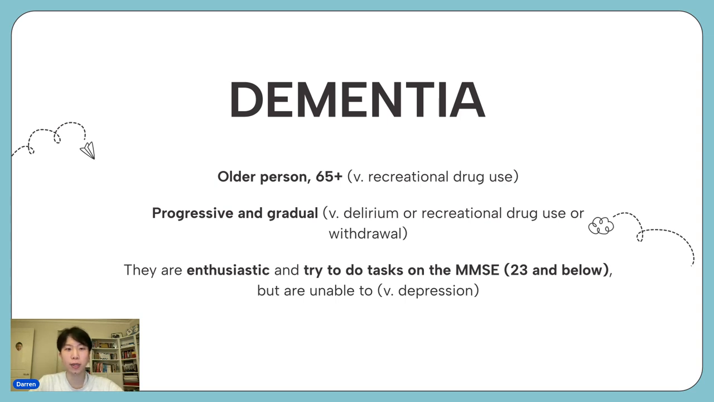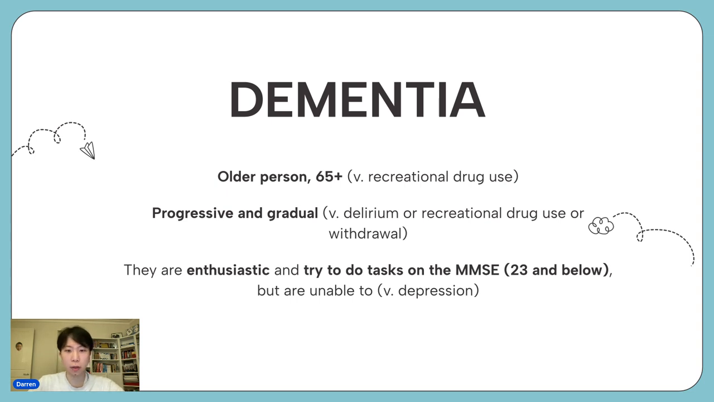Next, dementia is progressive and gradual. So over months, it's not going to be someone who was perfectly fine yesterday, had some kind of operation in the afternoon, and now today they are confused, walking around, aggressive. That's not going to be dementia. That's more likely to be delirium or recreational drug use or some kind of withdrawal.